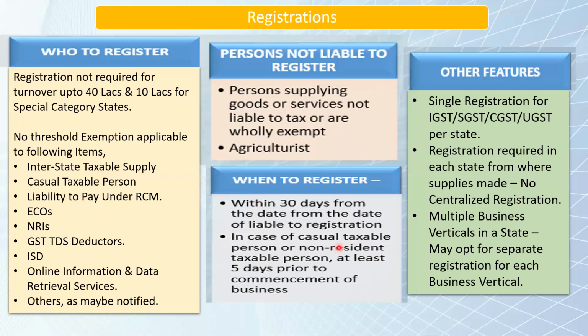However, in the case of a casual taxable person and NRI, we have to take registration even before starting the business, that is 5 days prior to commencement of business.